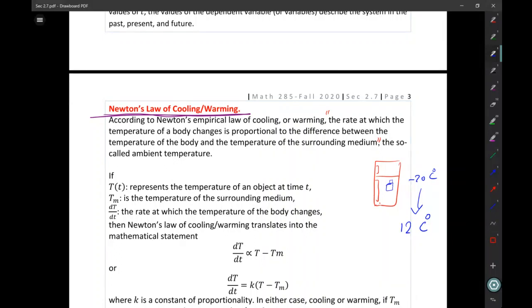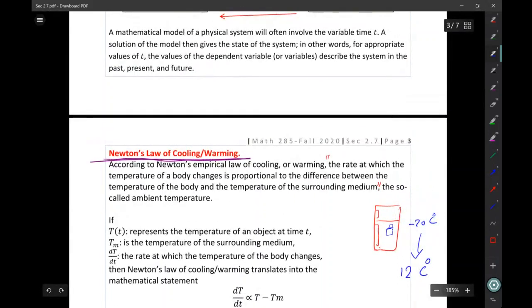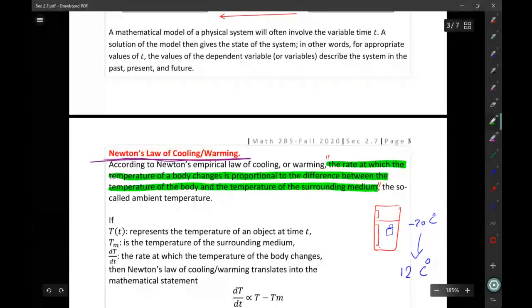How can we create an equation or transfer the Newton law for cooling and warming into a function of time t? Let us read again. The law says the rate at which the temperature of the body changes is proportional to the difference between the temperature of the body and the temperature of the surrounding medium. Here I have a temperature of a body and a temperature of the surrounding medium. Medium here, in my example, was the room.